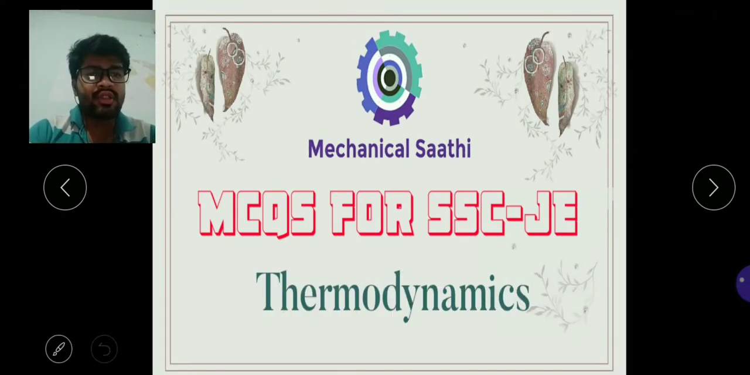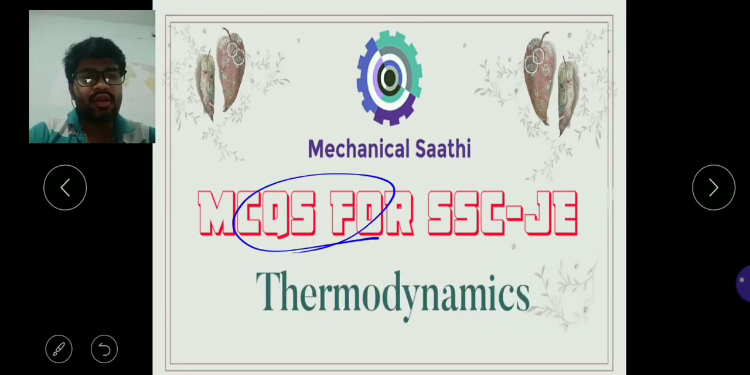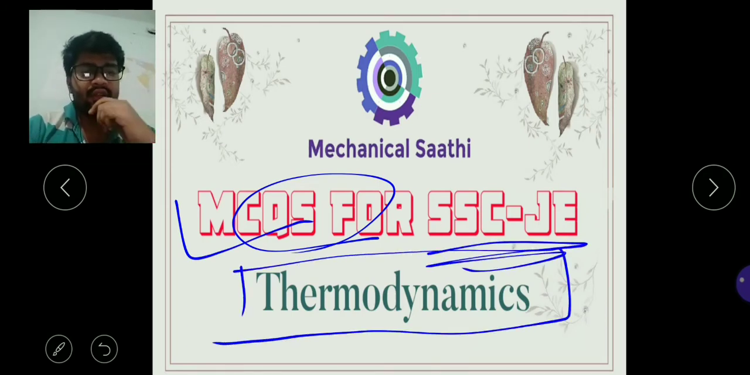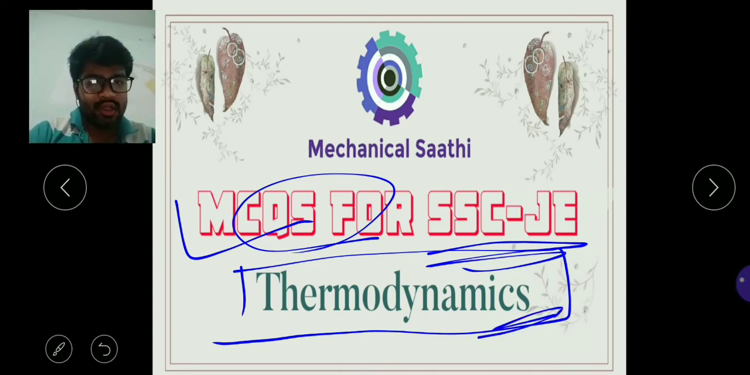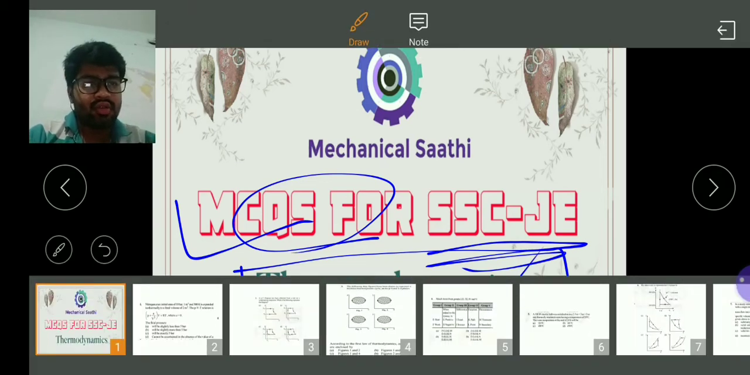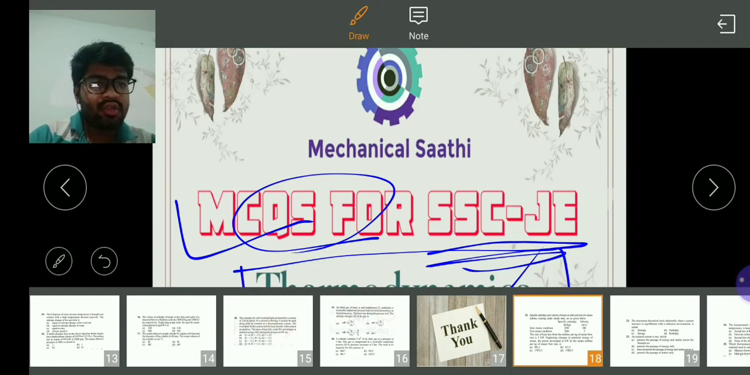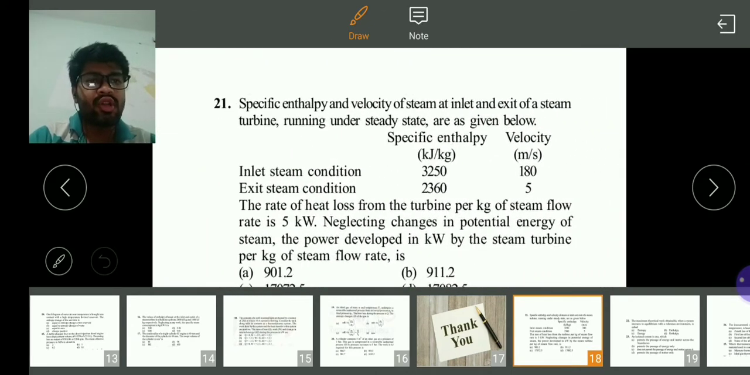So we are discussing different MCQs for SSC JEE. We have started the thermodynamics subject here. We already discussed 20 questions before, so today we'll try to solve another 20 questions. Let us start it. I think we have completed up to 20 questions, so let us start from the 21st question.